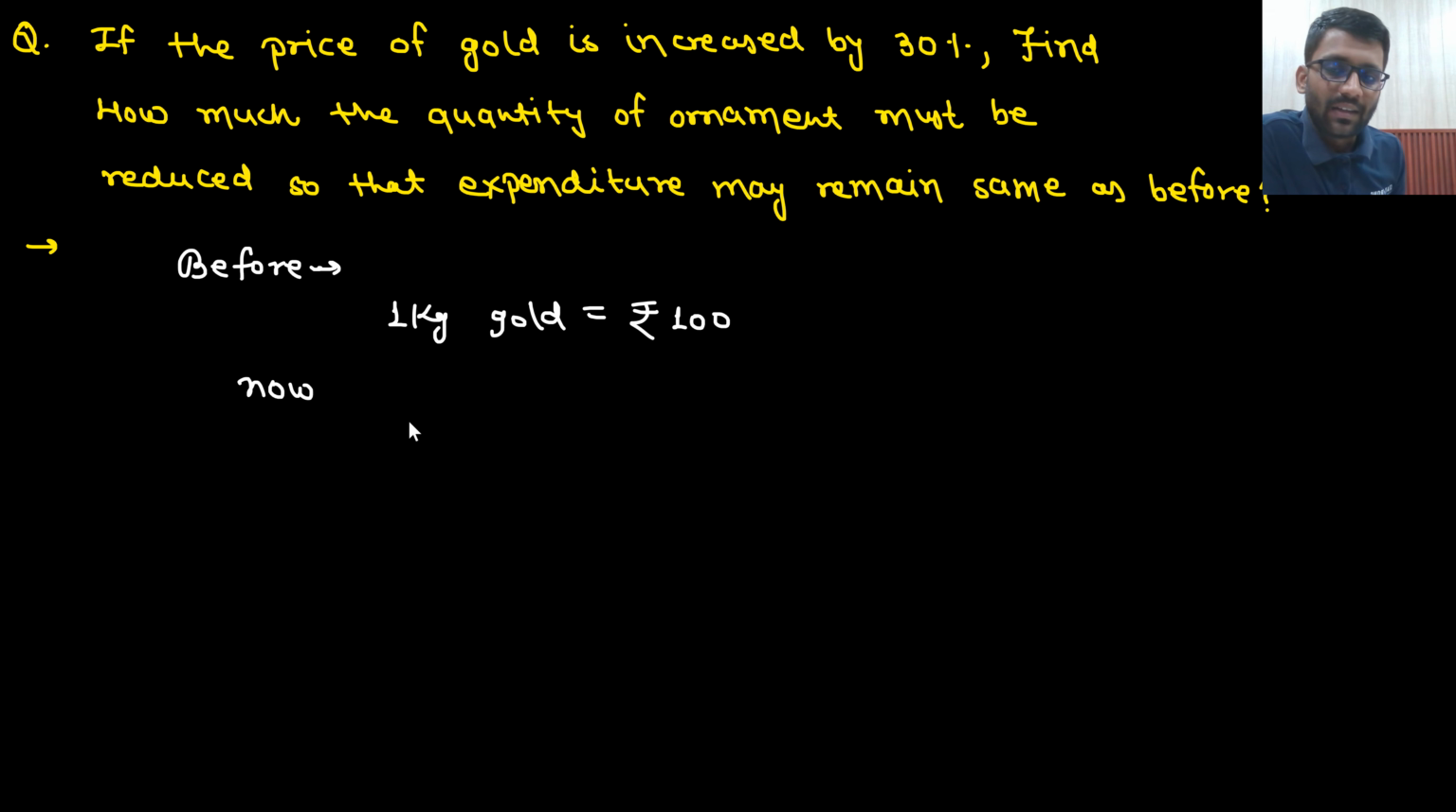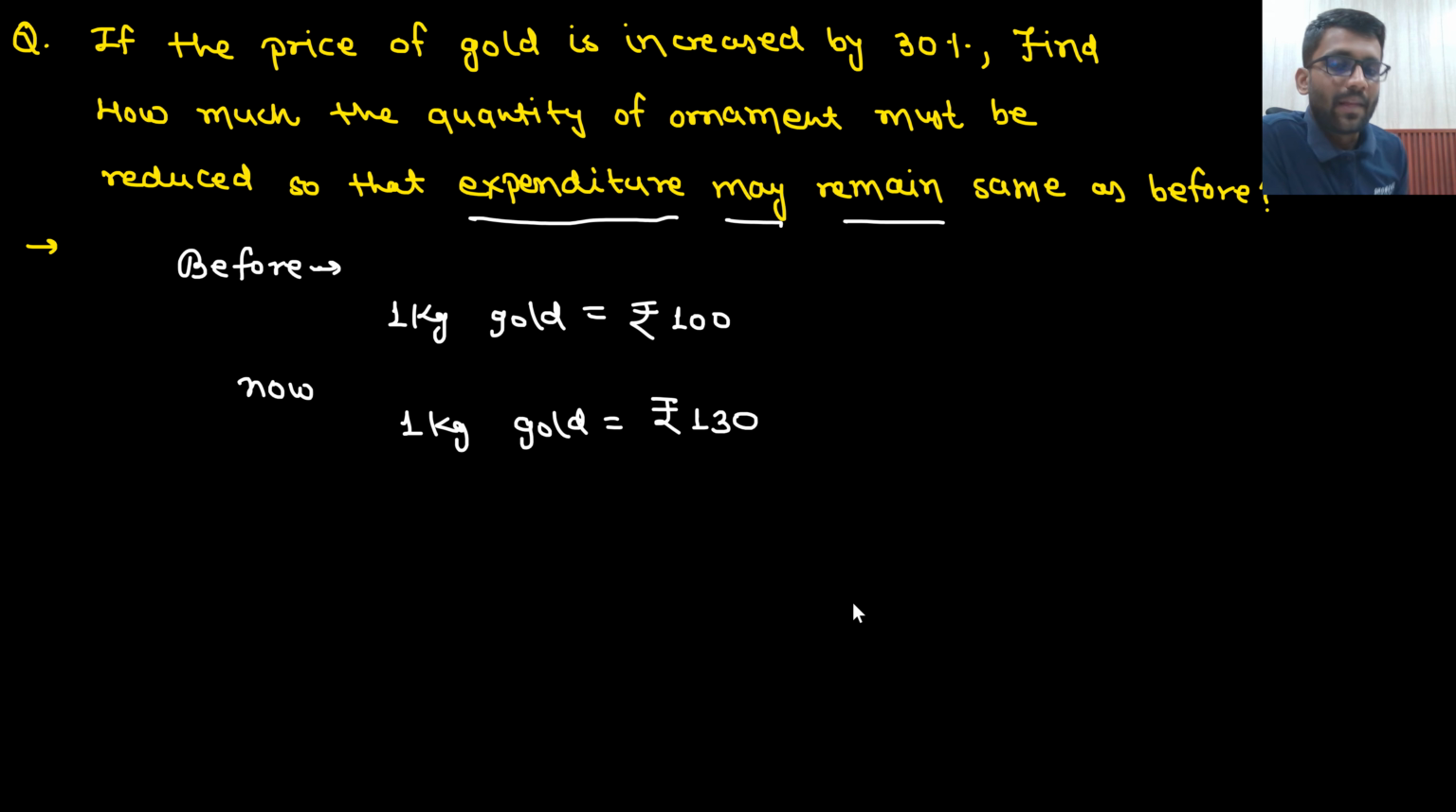Now what is the scene? Price got increased by 30%. That means I will get 1 kg gold in 130 rupees. But what they are saying, how much the quantity of ornament must be reduced so that expenditure may remain same. Expenditure may remain same means now I can spend 100 rupees only. The price has increased, but I can spend 100 rupees only. So now in 100 rupees, how much gold I will get? 1 by 130 into 100. Say yes or no?